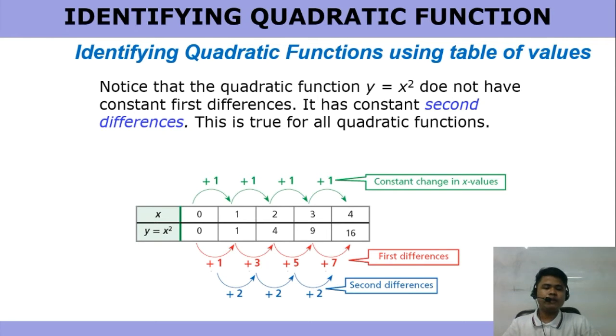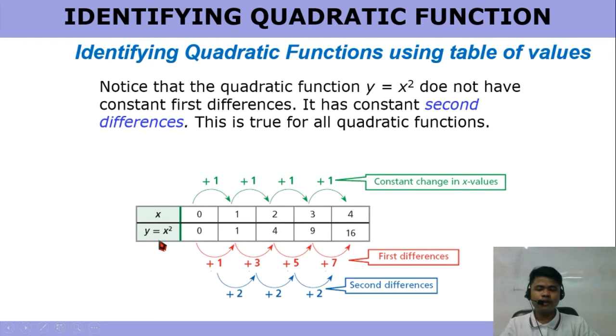Identifying quadratic function using a table of values. Notice that the quadratic function y is equal to x squared does not have a constant first difference. It has a constant second difference. This is true for all quadratic functions. This is the table of values of a quadratic function. This is x and this is the function y is equal to x squared.